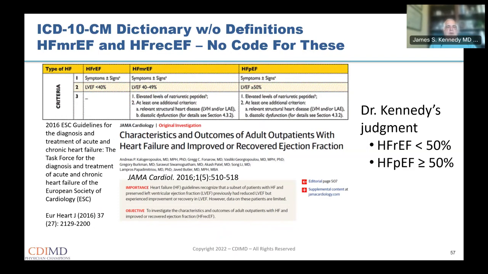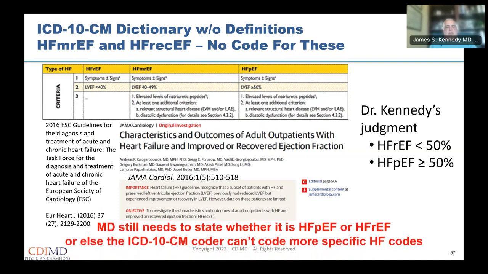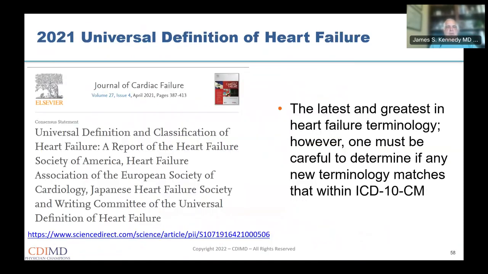So this is where the literature came out with this in 2016. The physician, however, still has to say heart failure with preserved or reduced ejection fraction, because if the doctor writes heart failure and says ejection fraction of like 20%, the coder cannot assume that it's reduced unless the doctor says it's reduced. So this is going to be part of your job in what you will do.